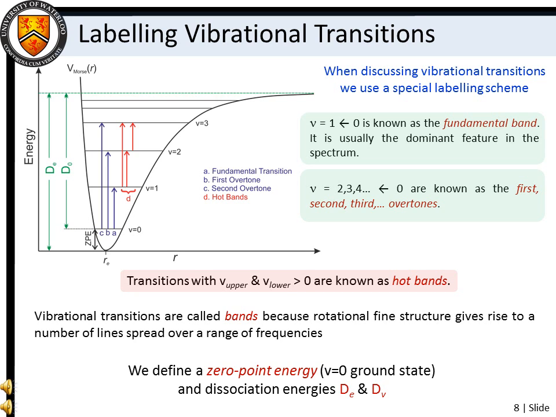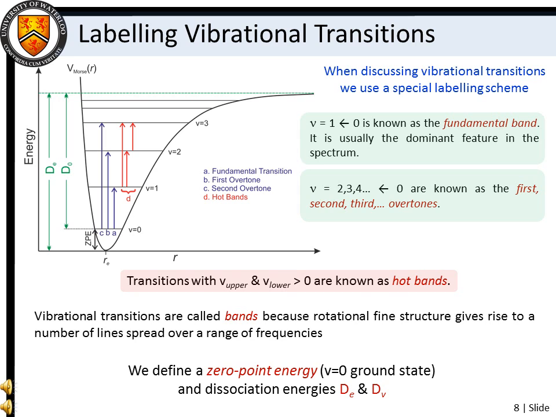Note that vibrational transitions are typically referred to as bands because they occur over a range of frequencies owing to rotational fine structure. We can also now define a zero-point energy, which is the vibrational energy of the ground state, and dissociation energies D_e, which gives the potential energy well depth, or D_v, which gives the dissociation energy from vibrational level v.